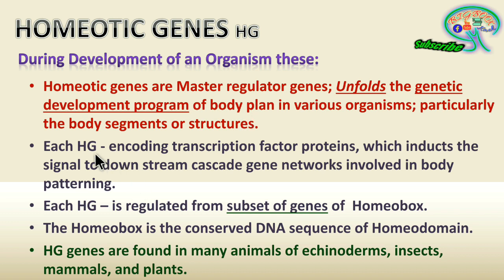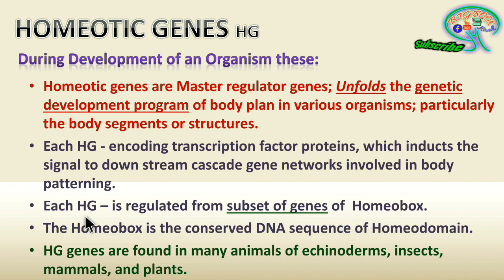So it is very clear that there will be transcription factor proteins which induct the signal to downstream cascade gene networks involved in body patterning. So these act as the master regulator or control genes. They signal to the downstream cascade gene network, which further takes forward the developmental process. Each homeotic gene is regulated from a subset of genes of the homeobox.